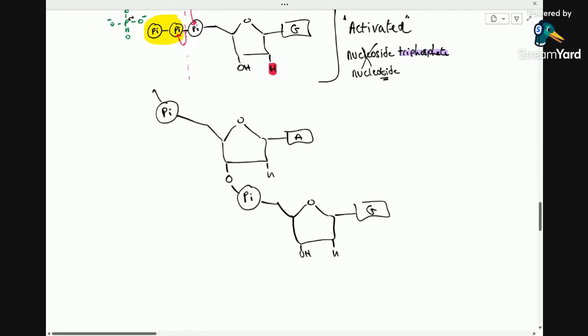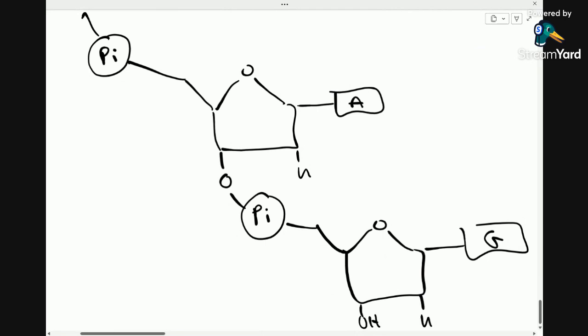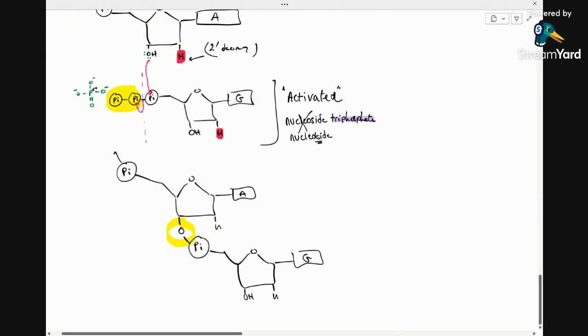Okay, drawing the hydrogens on there like that. So that's what it looks like. What I've done is I have formed this bond here. Now, what that exactly looks like, I will show you in a little bit.